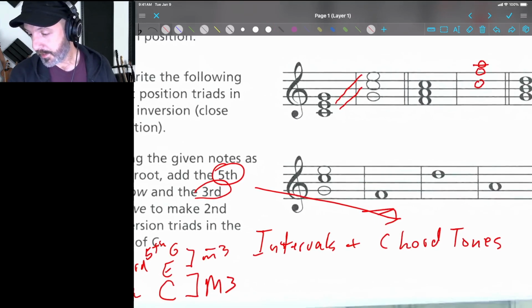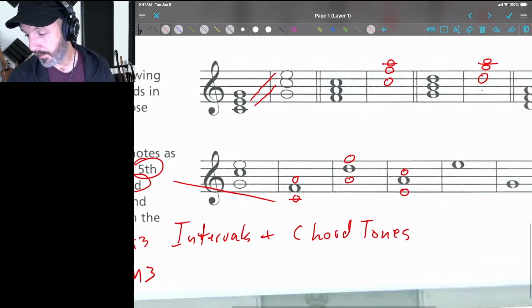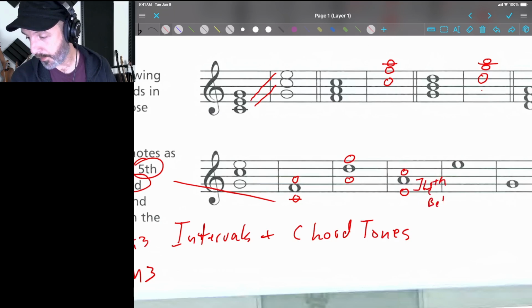All right, so we know that this is the root. We want the 5th to be below, so we know we go down a 4th. There you go, and there's that structure. It's going to be a 3rd above. There you go. Go down an interval of a 4th. It's an interval of a 4th. You might say 4th below, but this is the 5th of the chord.